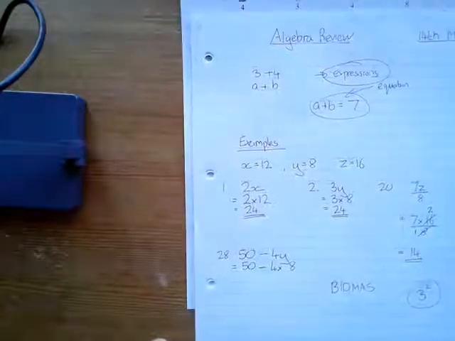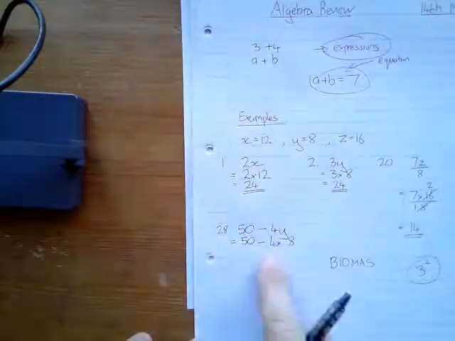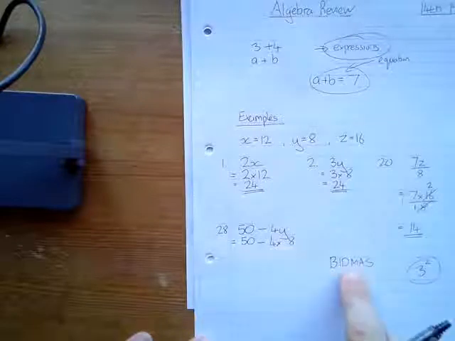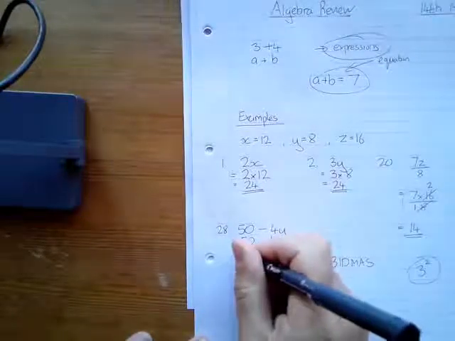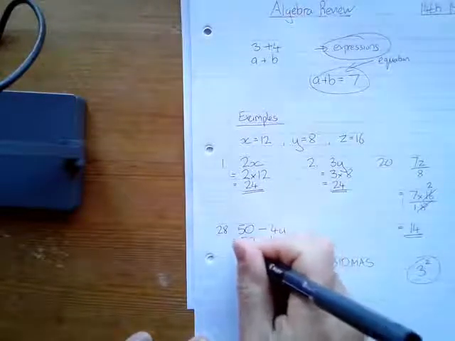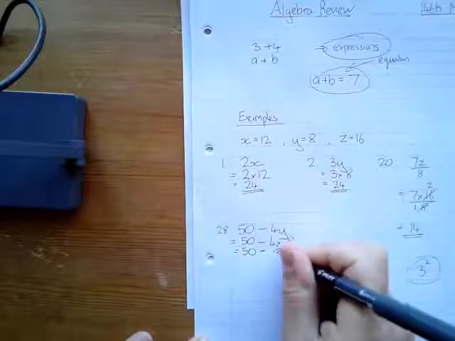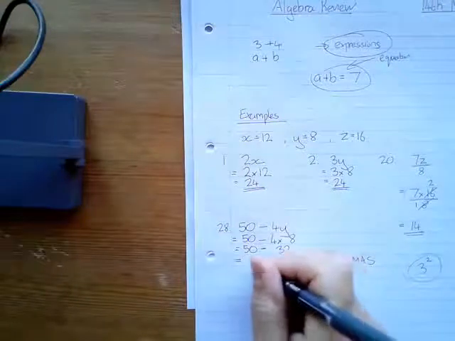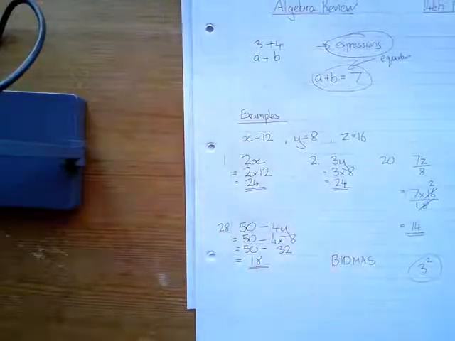Brackets come first. So for this particular one here, the M comes before the A, so I do the multiplication first. Leave the 50 take away alone. And that gets me to 50 take away 32, which gives me an answer of 18.